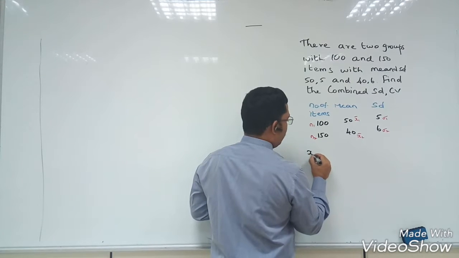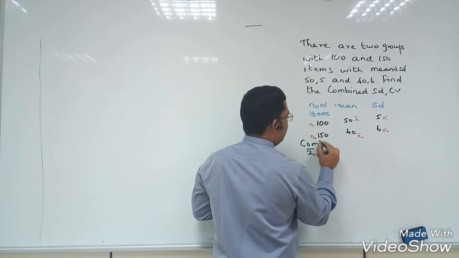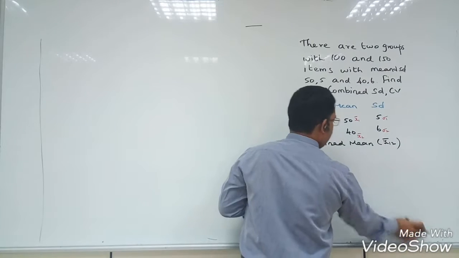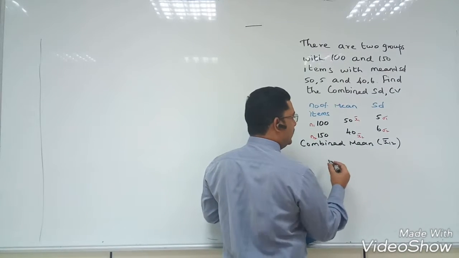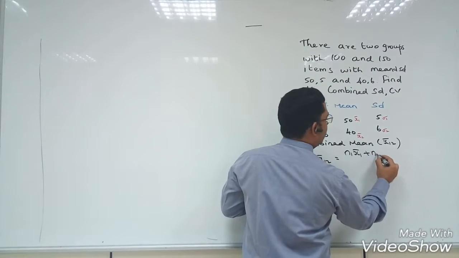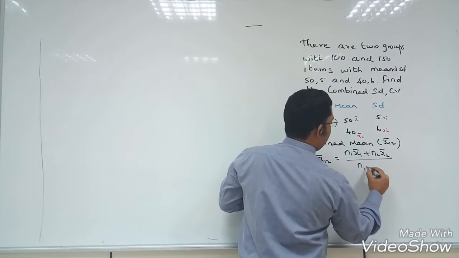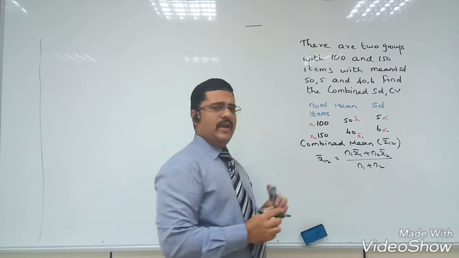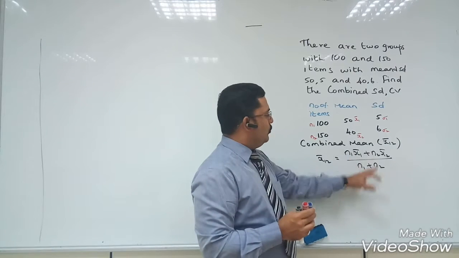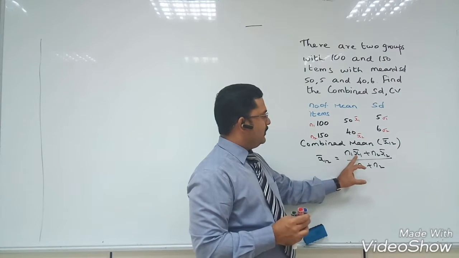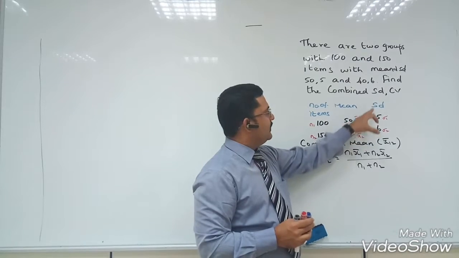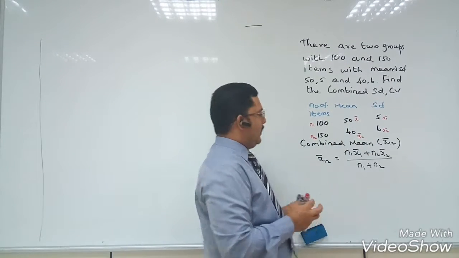We have a separate rule for the combined arithmetic mean, which is given by X12 bar. Another name for combined mean is pooled mean. X12 bar is equal to N1 X1 bar plus N2 X2 bar, divided by N1 plus N2. This is the rule for the combined arithmetic mean. The rule involves multiplication products, so it fully deals with the totals of each item, that is item 1 and item 2.